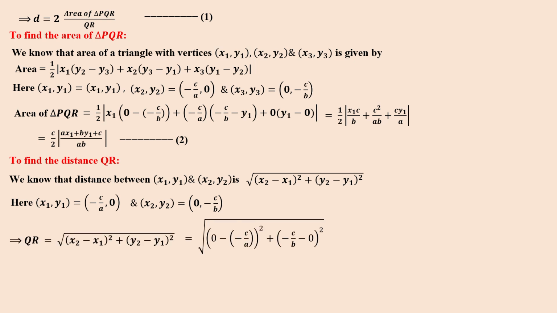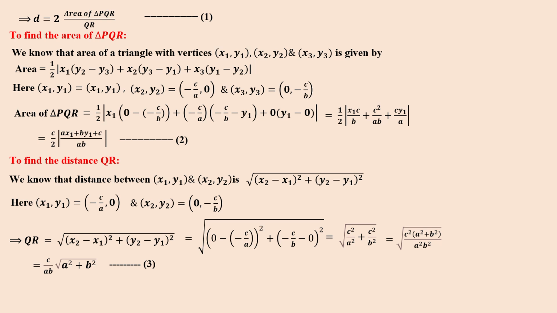Therefore the length QR is equal to, substituting this value, root of 0 minus minus C by A the whole square plus minus C by B minus 0 the whole square, that is equal to root of C square by A square plus C square by B square. So taking A square B square as LCM, root of C square into A square plus B square by A square into B square, right? Just cross multiplying. So C square is common, right? So A square, B square and C square, take it outside from the square root. So it will become C by AB root of A square plus B square, that is equation number 3.